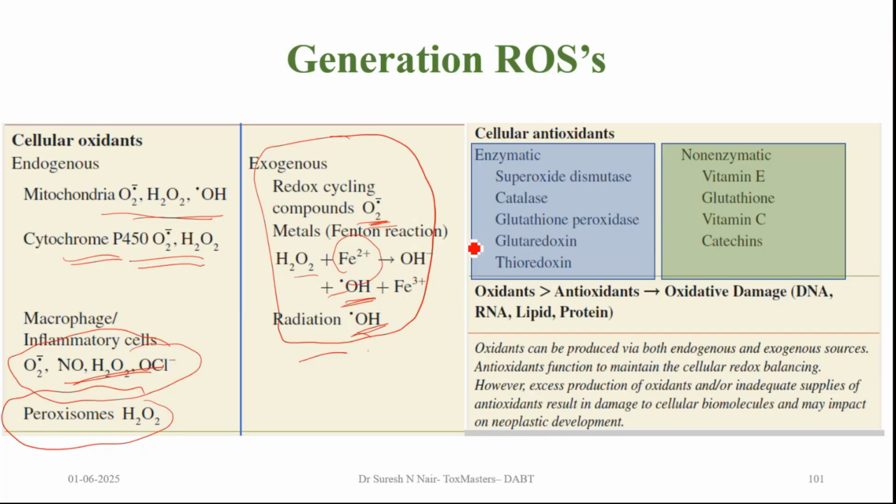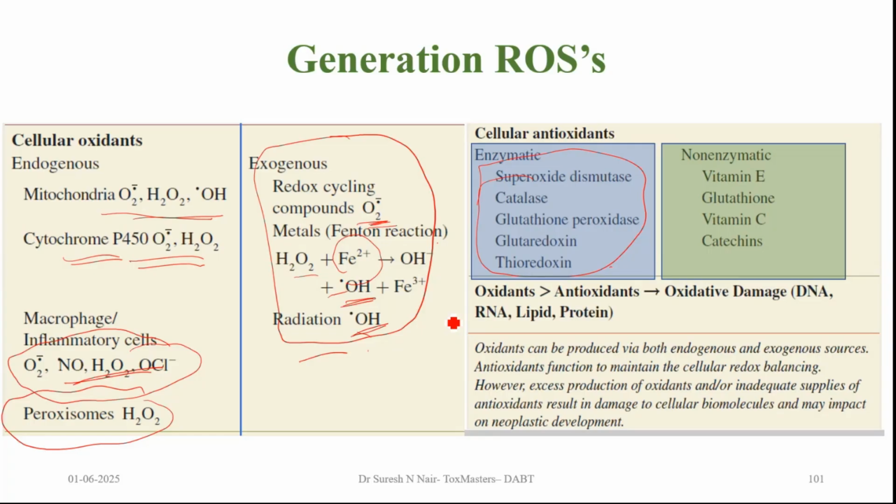Then the cellular antioxidants. All of you might have heard of these antioxidant mechanisms. There are two classifications: one is enzymatic, and the second is non-enzymatic. The enzymatic includes SOD, catalase, glutathione peroxidase, glutaredoxin, and thioredoxin. The non-enzymatic includes vitamin E, glutathione, vitamin C, and catechins. All these are responsible for the antioxidant mechanism.